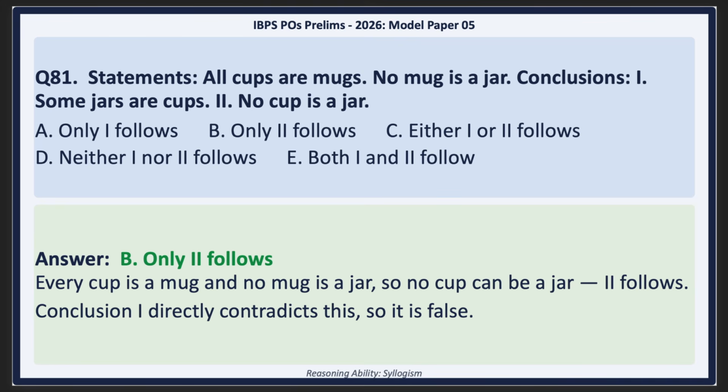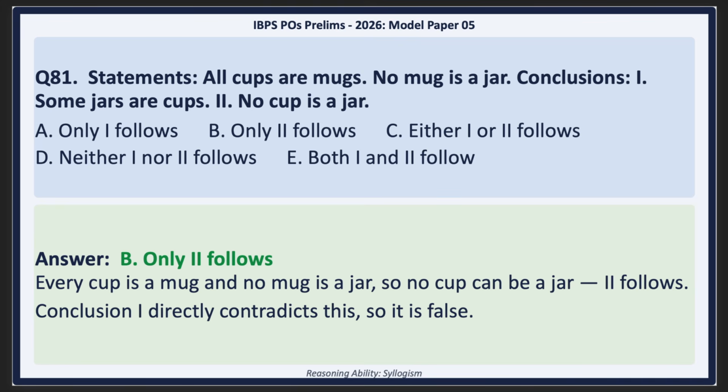Statements: all cups are mugs, no mug is a jar. Okay, so picture the cup circle completely trapped inside a bigger mug circle, and that mug circle is drawn light years away from the jar circle. They can never touch. Precisely. So when conclusion 1 says some jars are cups, it is completely false. Right. The jars can't even touch the outer boundary of the mugs, let alone reach the cups trapped inside. But conclusion 2 says no cup is a jar. That is a solid, absolute truth based on our drawing. So only conclusion 2 follows.